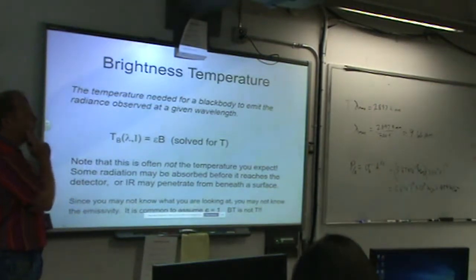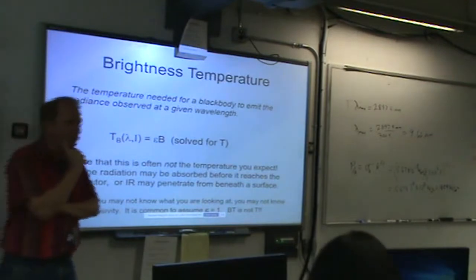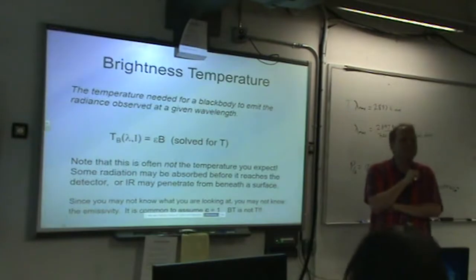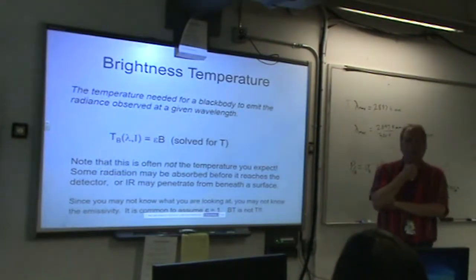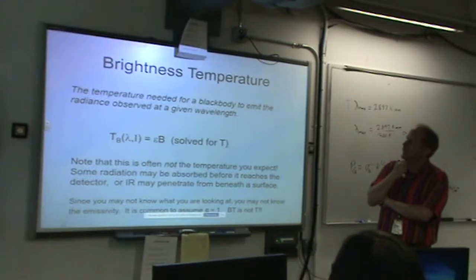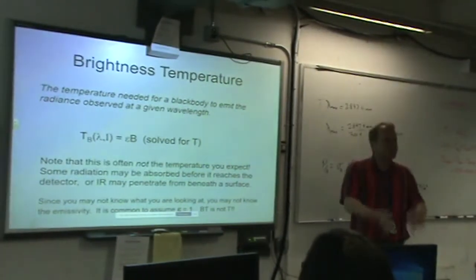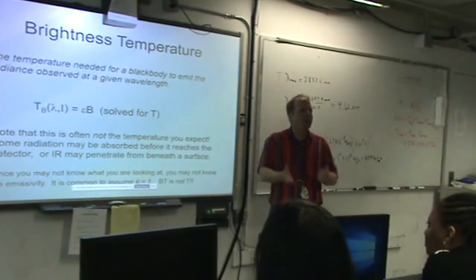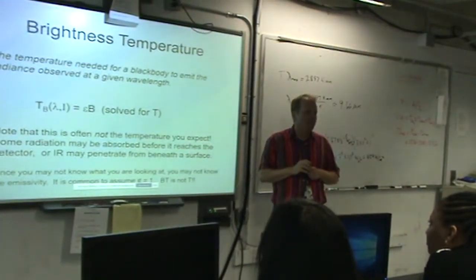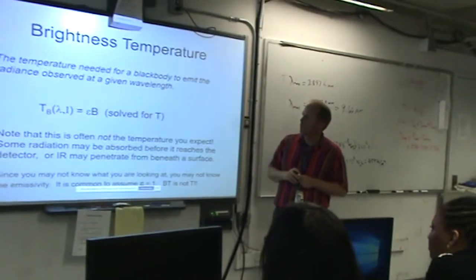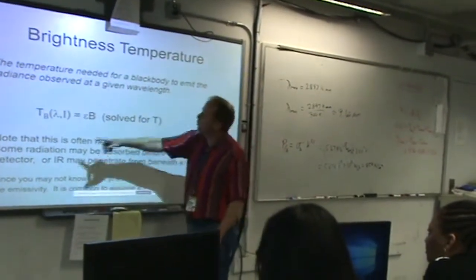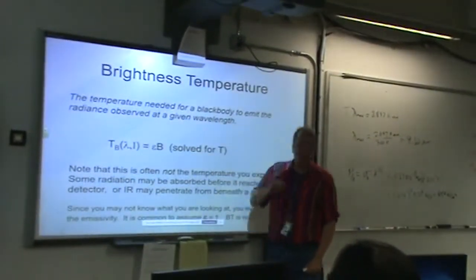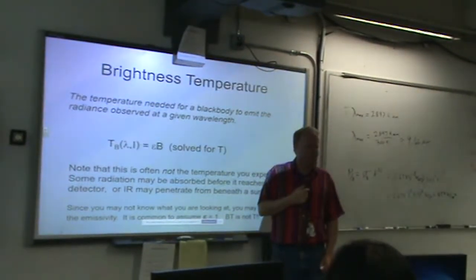So we have this concept called brightness temperature. If you're working with remote sensing, you're going to hear the term brightness temperature over and over and over again. What it means is, what if I observe a certain radiance coming up on a wavelength, what temperature would be necessary to produce that radiance that I'm observing? That's called the brightness temperature. So temperature is equal to B, and then you're going to have to solve that equation for the temperature in order to get the brightness temperature.